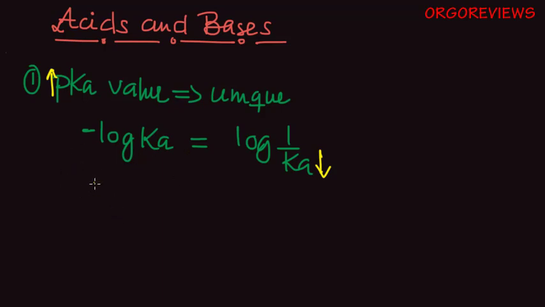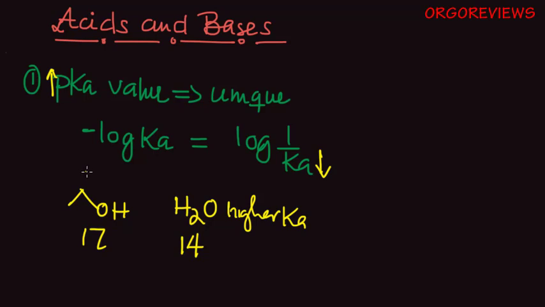So what that means is that if I have an alcohol that has a pKa value of about 17, and I have water that has a pKa of about 14, what I can see is that the Ka value of the alcohol is way less than the Ka value of water. That's what I can tell. The better the Ka value, the more acidic that particular molecule will be. So I can tell that the Ka value of water is higher than the Ka value of the alcohol. So therefore I can tell that the water is going to be more acidic than the alcohol.